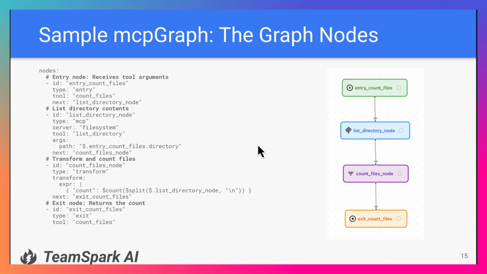Pretty straightforward, and you can visualize it like this, and I'll show you a visualizer that does this for you, but it's entry, list directory, count files, exit. Pretty simple graph. And when you look at this, it's inspectable. We know exactly what it's going to do. There's no code, no opportunity to inject any malicious behavior here.